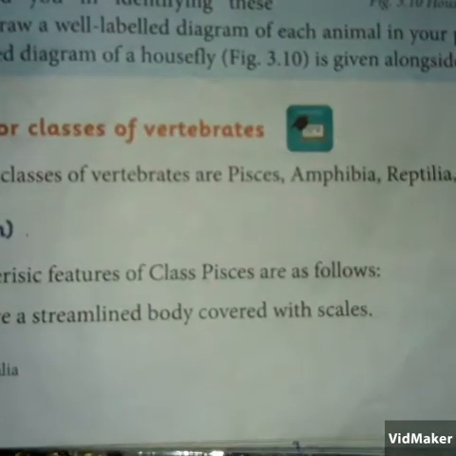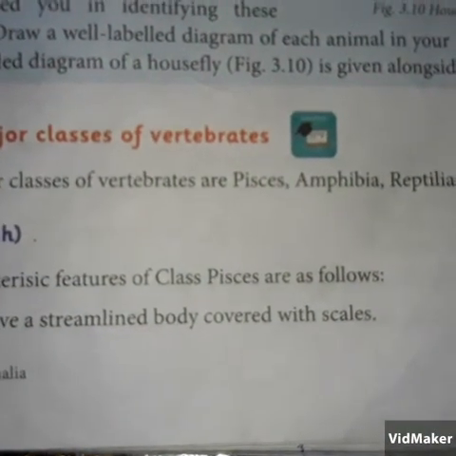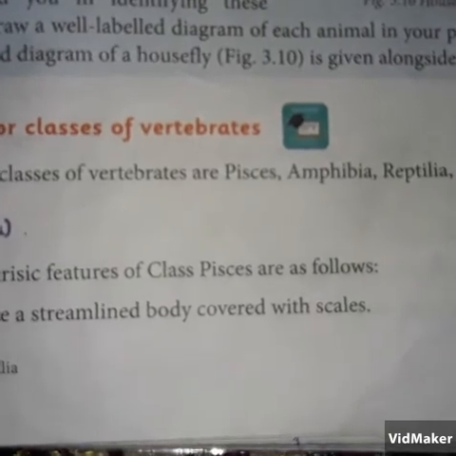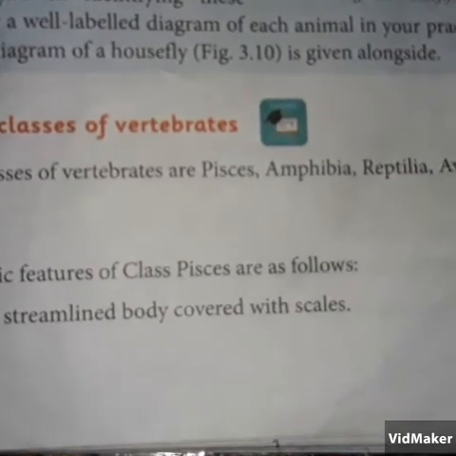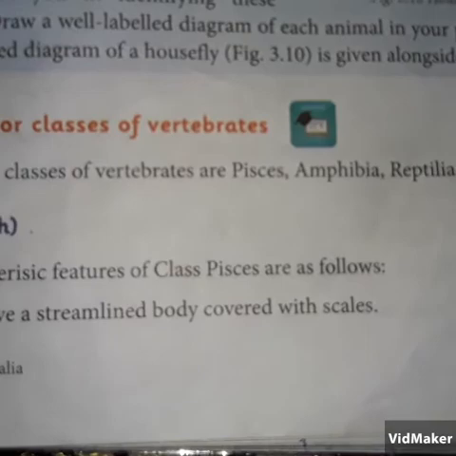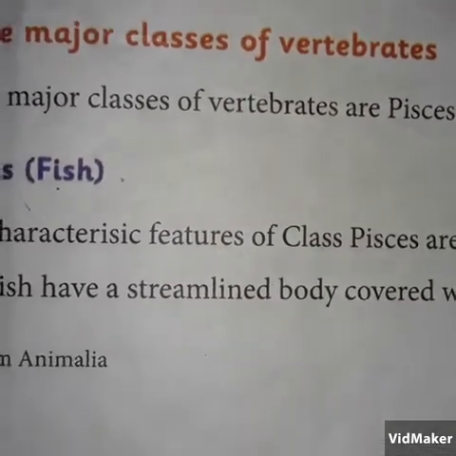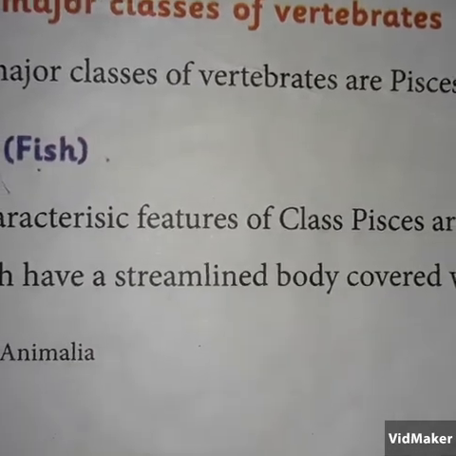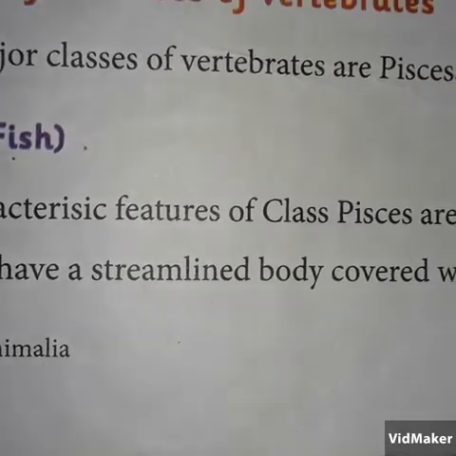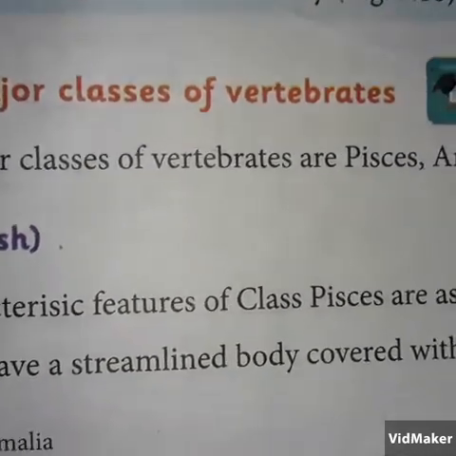Some major classes of vertebrates. Some major classes of vertebrates are pisces, amphibia, reptiles, aves, and mammals. Pisces: now we can see Pisces, fish. The characteristic features of class Pisces are as follows.